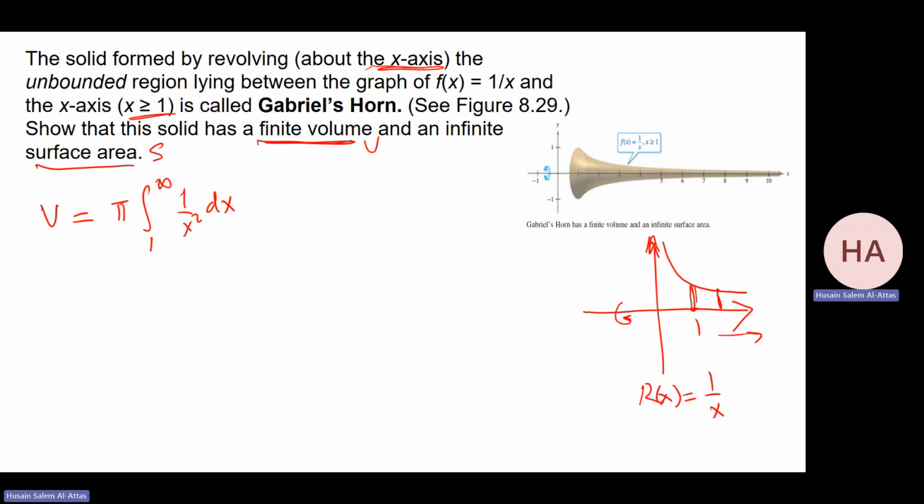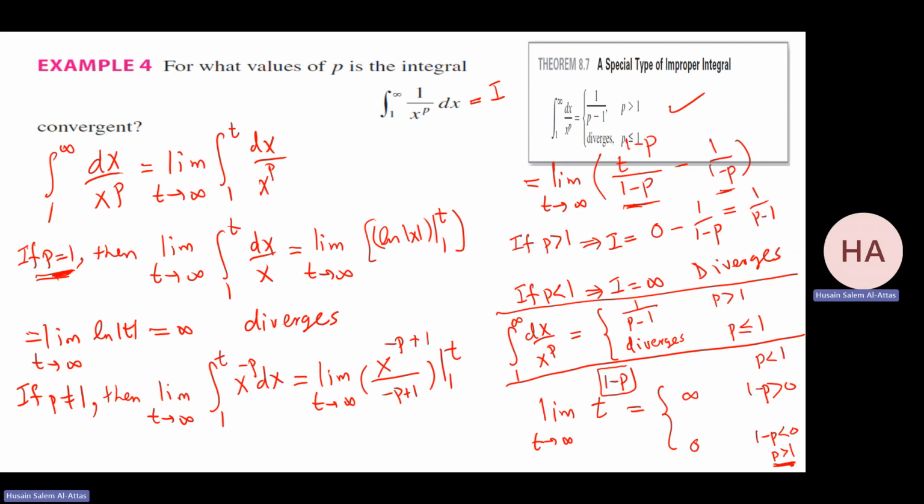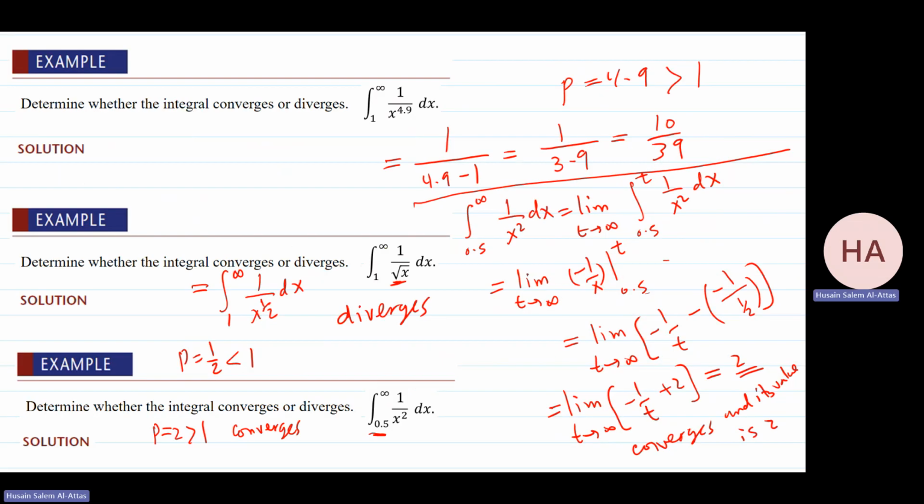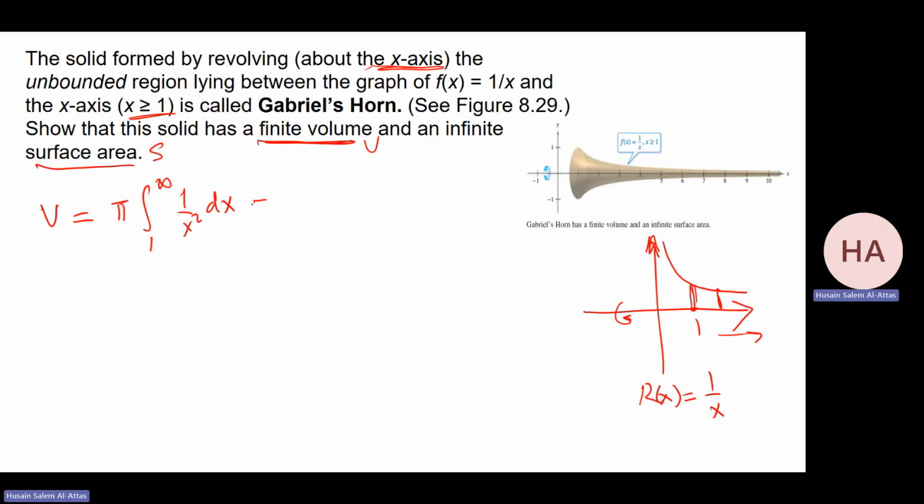I know this is 1 over x squared. I know it from here: p is 2. It's 1 to infinity, so I can do this. So that will be pi times 1 over 2 minus 1, and the answer is pi. That will be the volume. So it's a finite volume. The integral converges and it's finite.